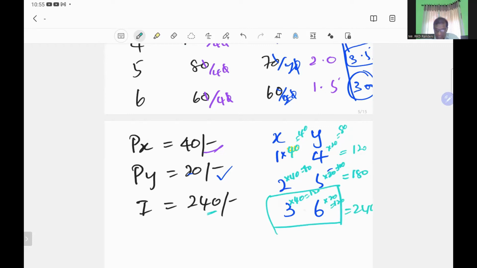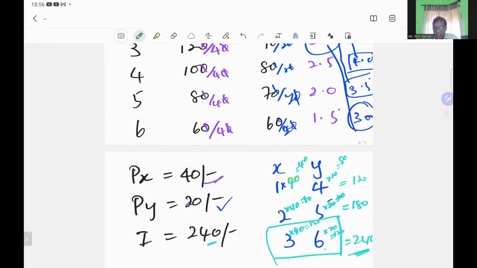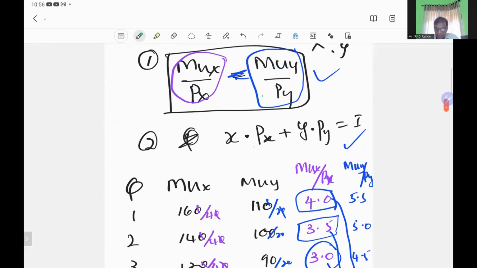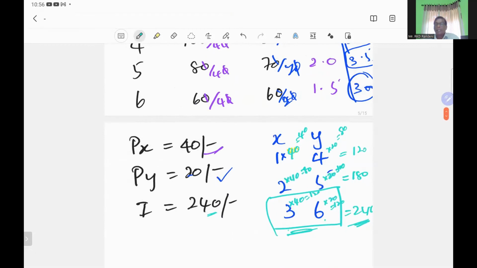Those 2 conditions should be satisfied when the consumer, that lady, purchases or consumes 3 units from X and 6 units from Y. That is the utility maximization commodity bundle. You can maximize the utility with 3 units from X and 6 units from Y. Right? Here you can see that both conditions are satisfied.